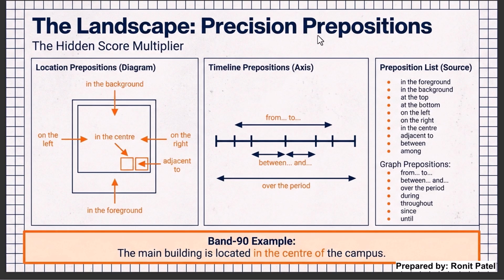A band 90 example is provided below. The main building is located in the center of the campus. Why is this statement powerful? Because it consists of a passive structure, a precise location phrase, and a formal noun.